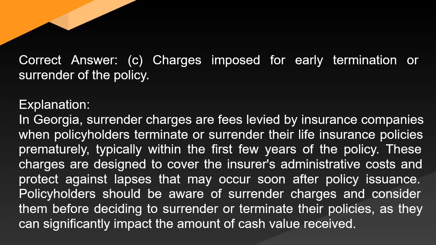Correct answer. C. Charges imposed for early termination or surrender of the policy. Explanation. In Georgia, surrender charges are fees levied by insurance companies when policyholders terminate or surrender their life insurance policies prematurely, typically within the first few years of the policy. These charges are designed to cover the insurer's administrative costs and protect against lapses that may occur soon after policy issuance. Policyholders should be aware of surrender charges and consider them before deciding to surrender or terminate their policies, as they can significantly impact the amount of cash value received.